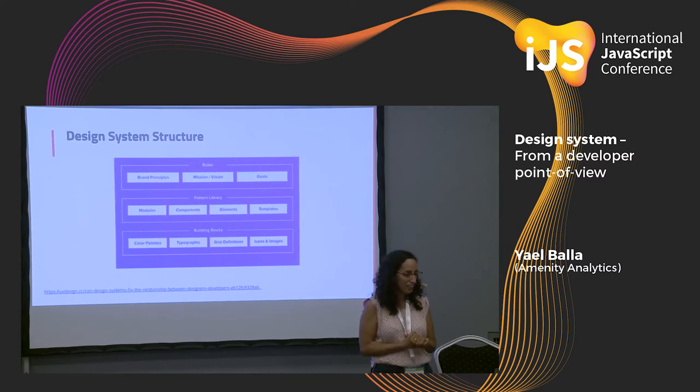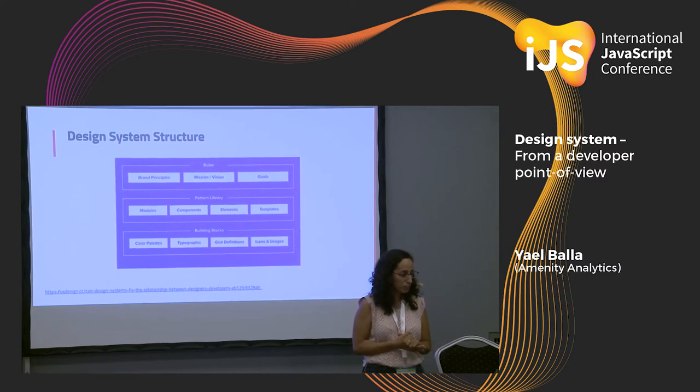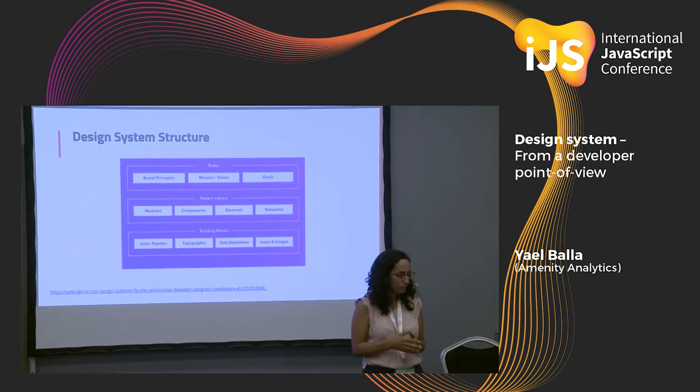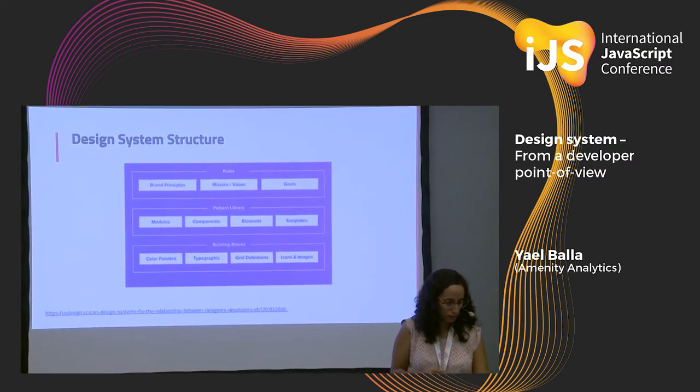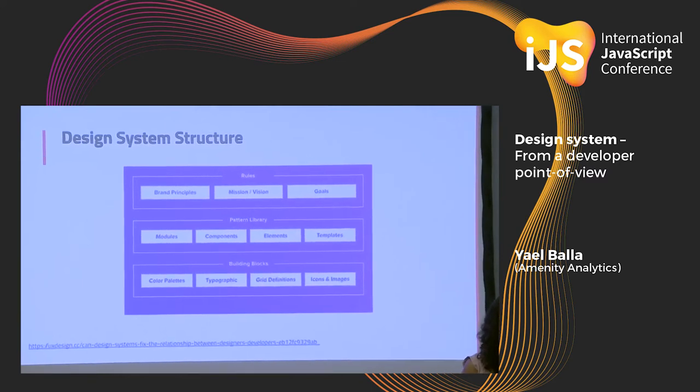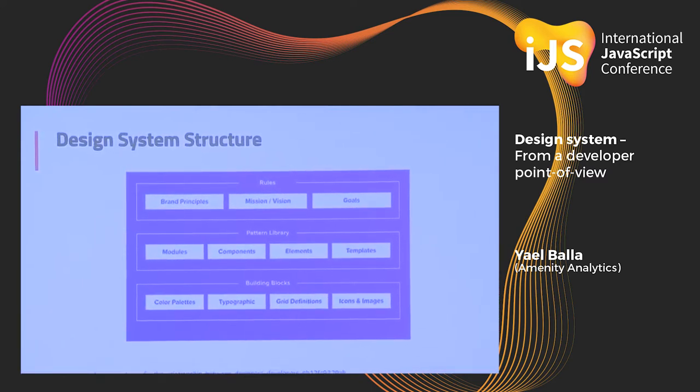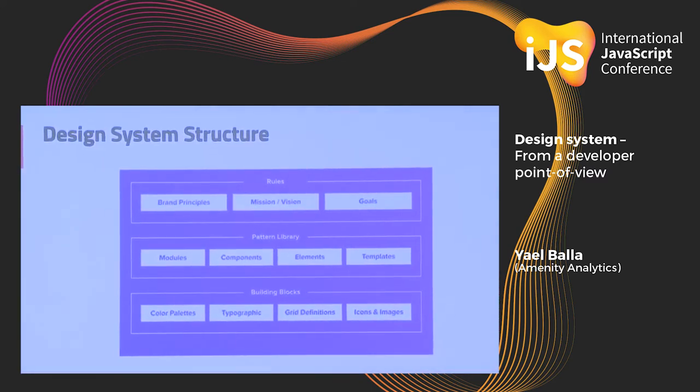A design system has a few parts. The first layer is the building blocks: color, fonts, icons.